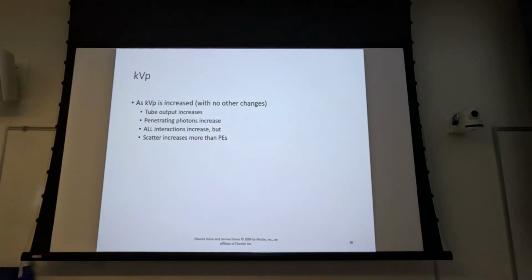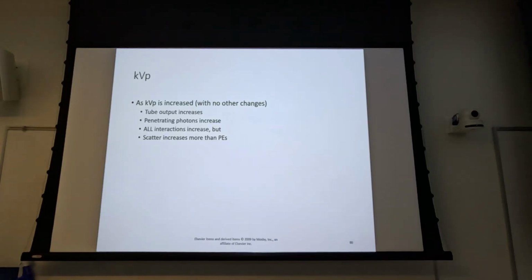All interactions increase, and this is where we kind of lose people, because we have a tendency to think as KVP goes up, then we get an increase in scatter radiation and a decrease in penetration. No, increase in penetration, increase in scatter radiation, right? Decrease in photoelectrics, but we don't. Why? KVP goes up, we actually get an increase in just raw numbers, an increase in photoelectric interactions. Why is that? Because you increase all the different x-rays that are.